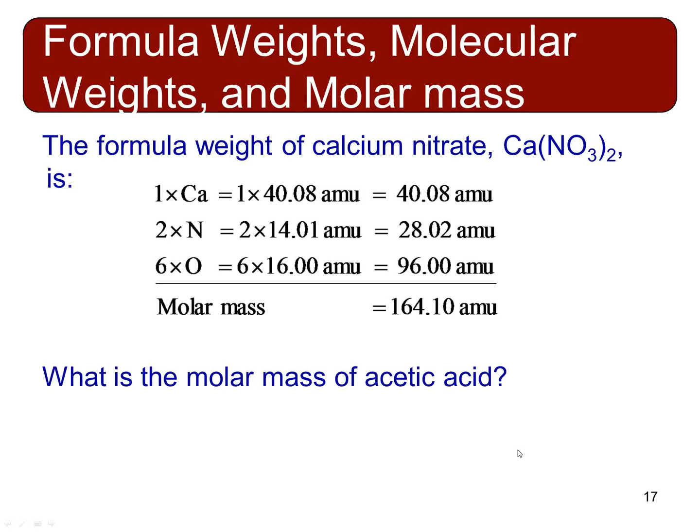So first you got to know the formula. So find that.